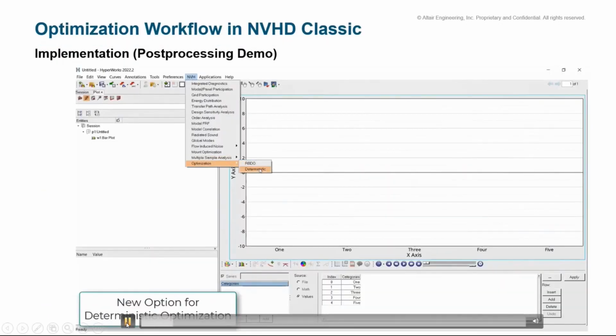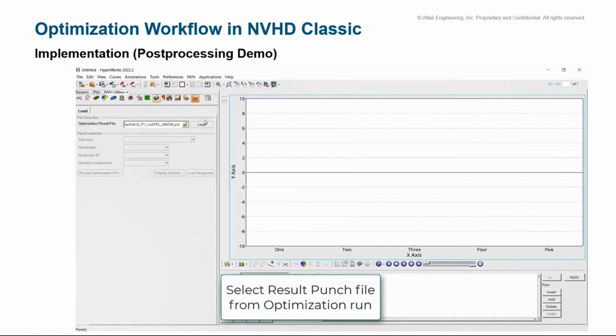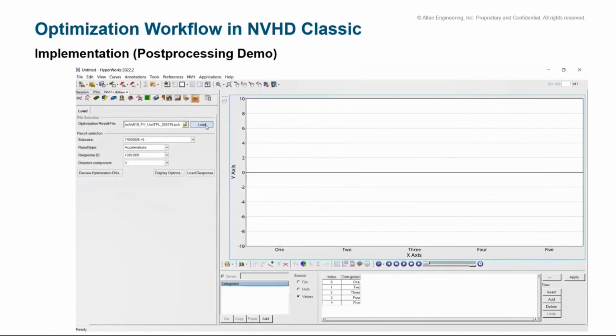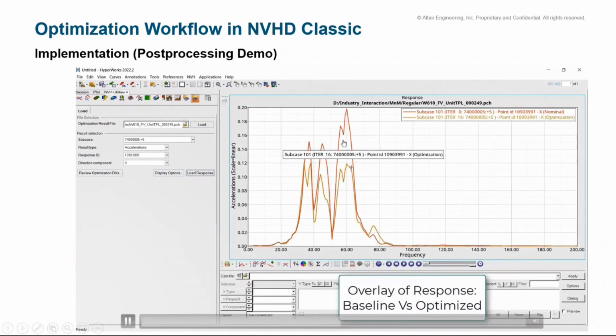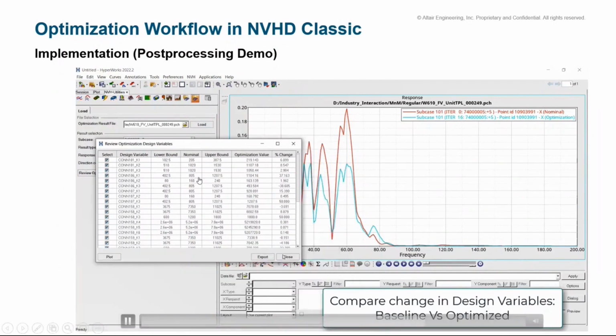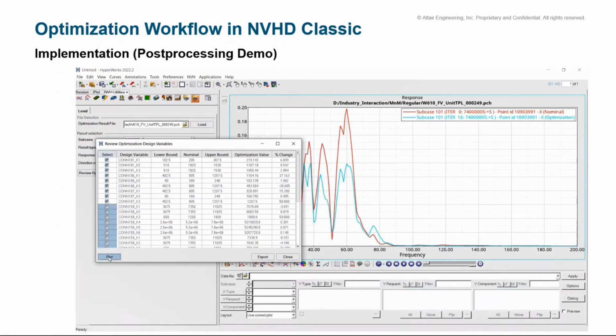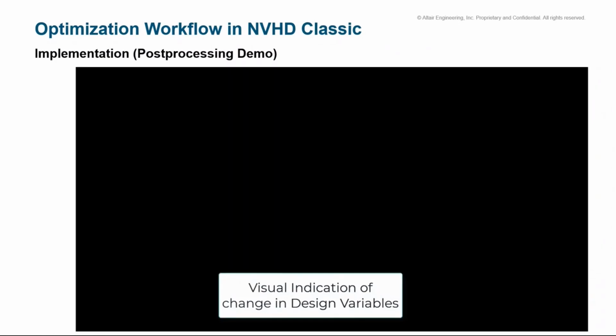So in this dropdown, you will see a new option for deterministic optimization. The user can select the punch file from the optimization run and load it, and then load the response. So the red color curve is the baseline response, and the blue or cyan color response is after optimization. The user can see or review the optimized variables. They can also plot and visualize the change in the design variables graphically. So this is the implementation on the post-processing side.